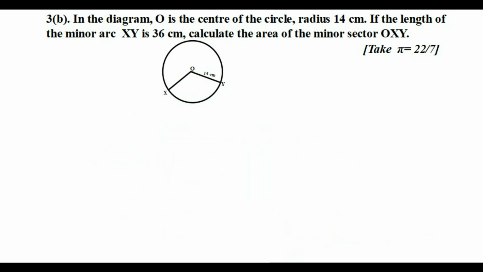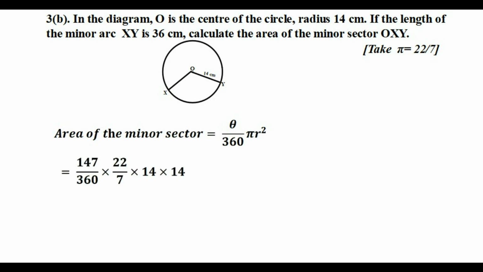All right, so now we can substitute. Write down the area of the minor sector as this. Now let's substitute all our values into here. We've already known our theta as 147. We know our radius as what? 14 centimeter. So let's substitute all our values into this equation to get the area of the minor sector. When you substitute all your values into that, you get this: 147, which is our theta, divided by 360 multiplied by pi. Our pi is 22/7 multiplied by our radius squared, which is 14 multiplied by 14.